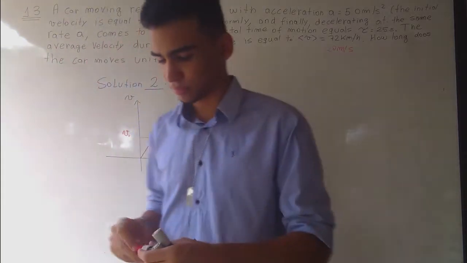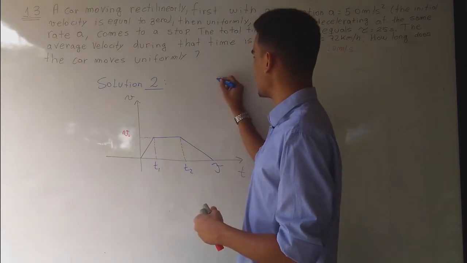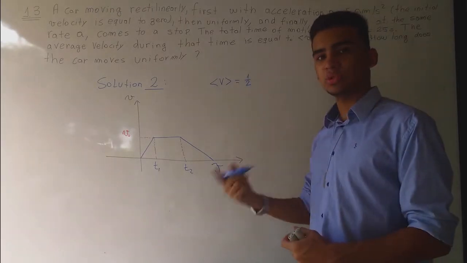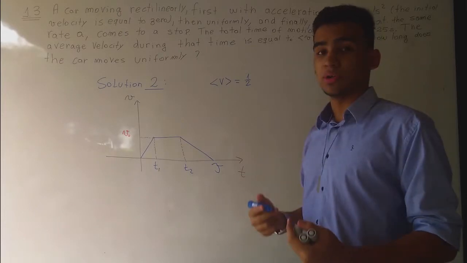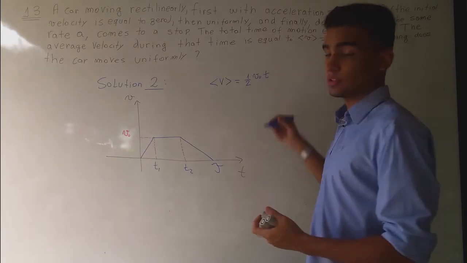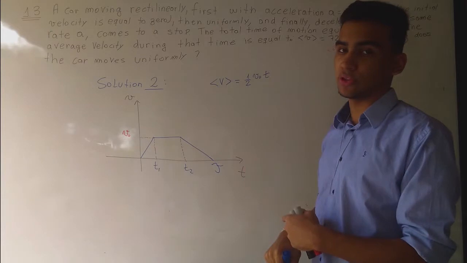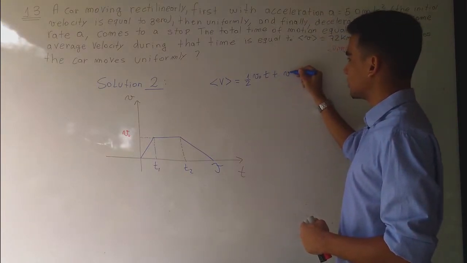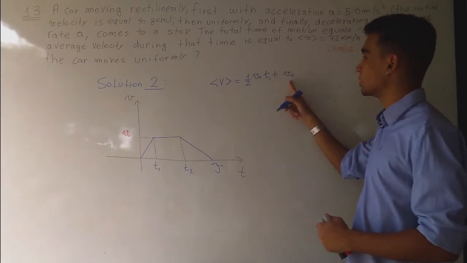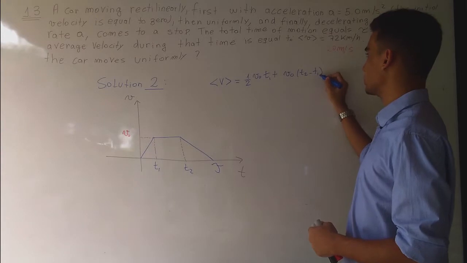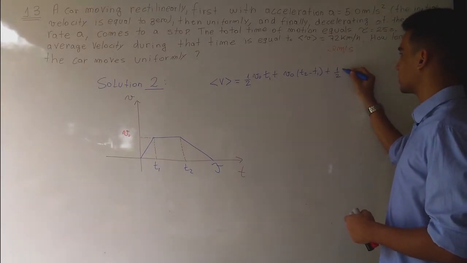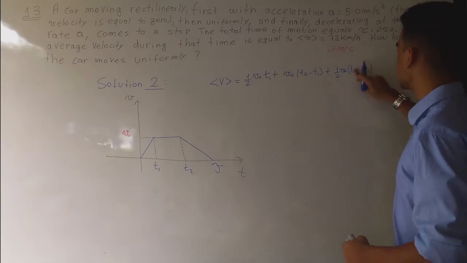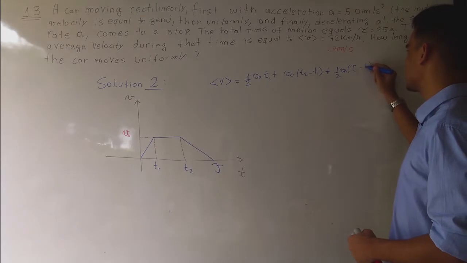and do the following. We know that average velocity is going to be equal to 1/2 AT squared, where AT squared can be written as V0 times T, as A is equal to V0 upon T, and the T squared cancels out with 1T, plus V0 times T2 minus T1 plus 1/2 V0 times T2 minus T1. I mean tau minus T2.